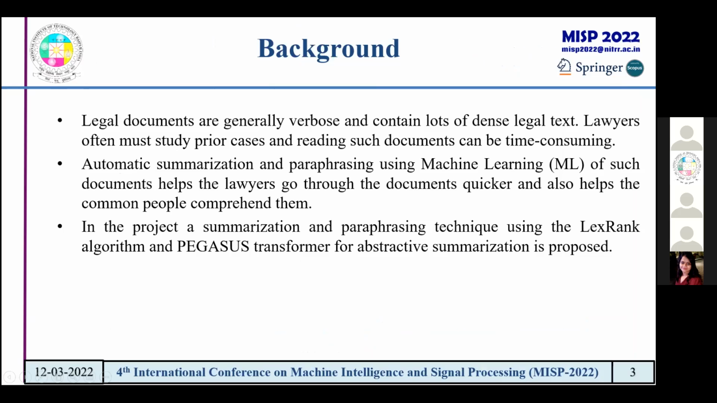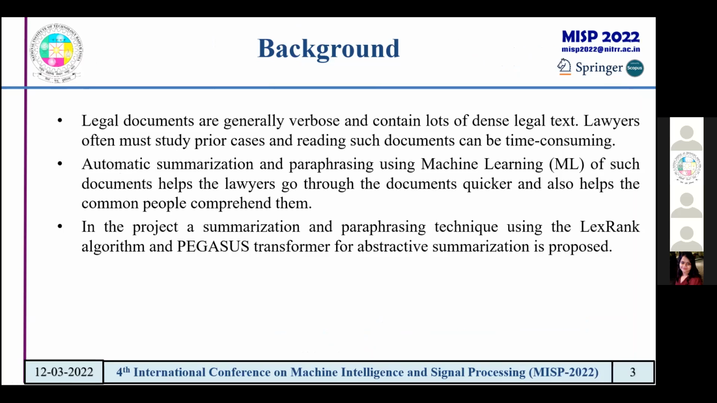Okay. So basically, the background is that legal documents are generally verbose. They contain a lot of text and jargons, and lawyers have to study all of these prior cases before they can fight in the court, and they have to prepare a lot. And reading all of the documents can be pretty time consuming.